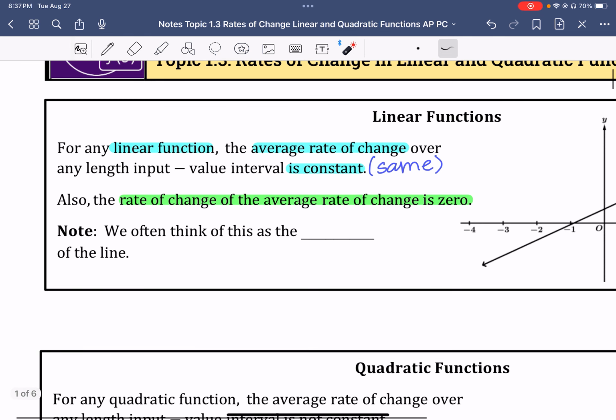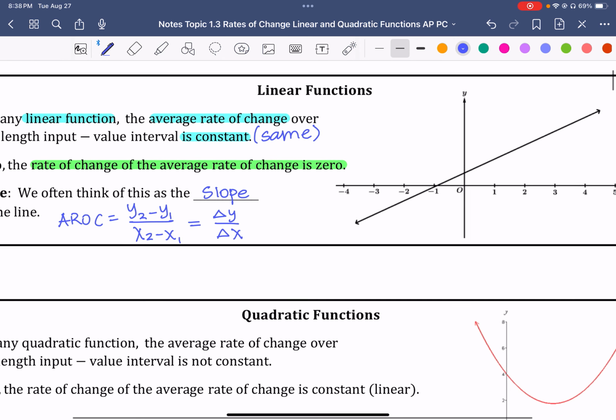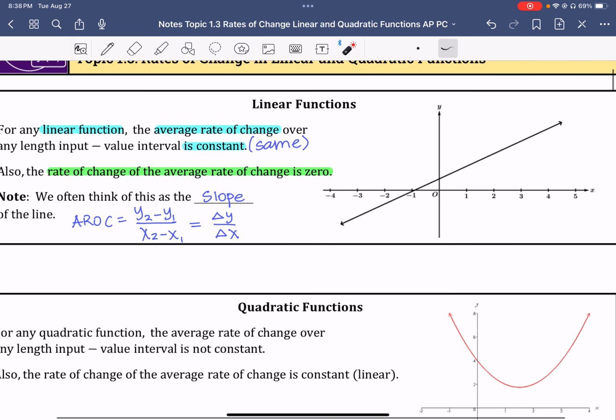We often think of this as the slope of the line. A few lessons ago, we talked about the formula for the average rate of change. As a refresher, it's y sub 2 minus y sub 1 over x sub 2 minus x sub 1. We can also say it's the change in y over the change in x. And then I also inserted a picture of what a linear function could look like, so we know it's just a straight line with either a positive slope or a negative slope. So it can go up like that, or it could also go down like this.